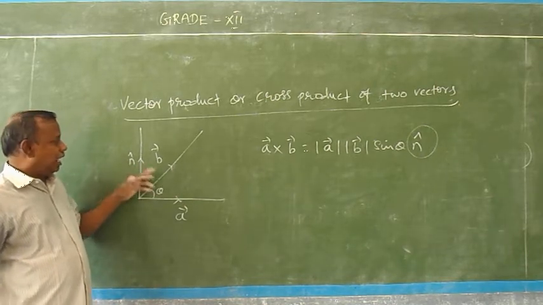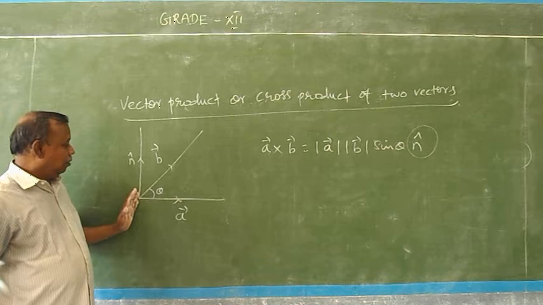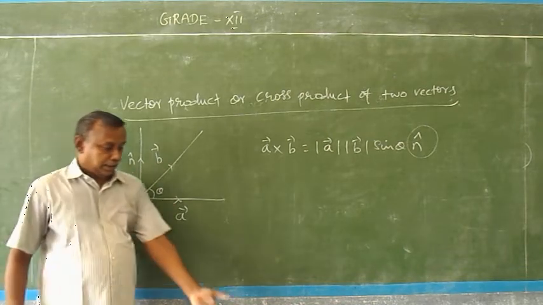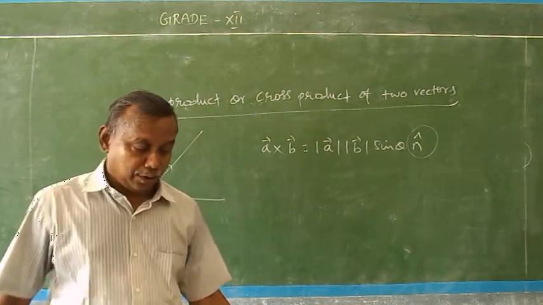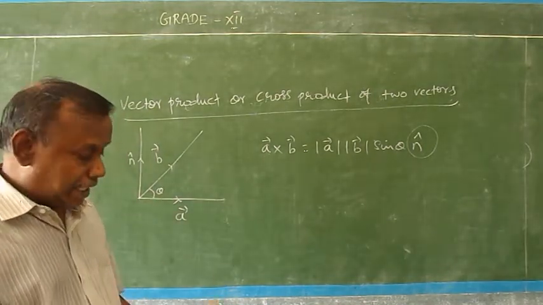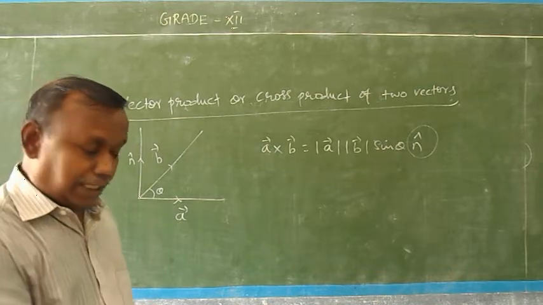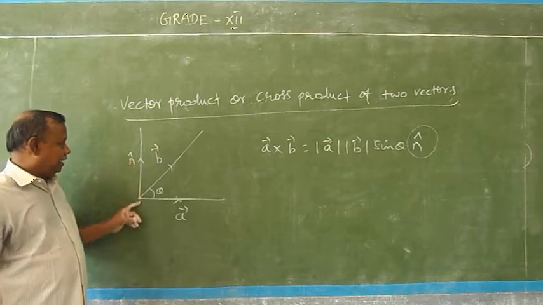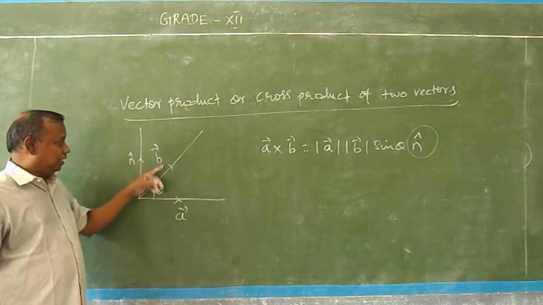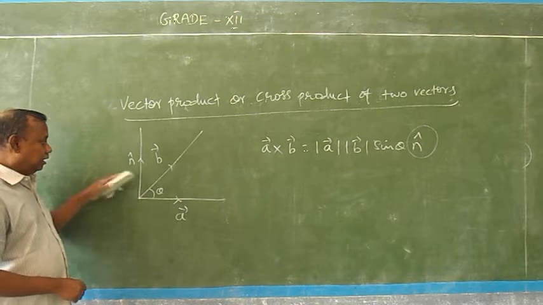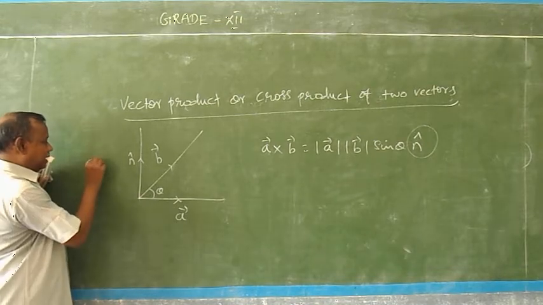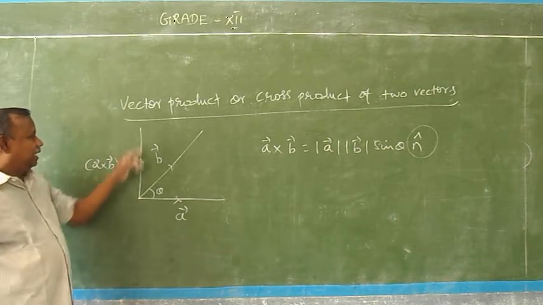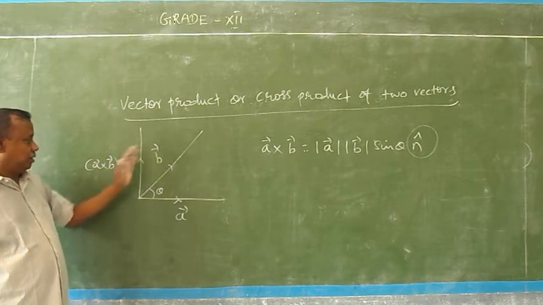Therefore, the n cap acts in the direction perpendicular to the plane containing both A vector and B vector. In a plane, that means on a floor, you can draw many lines, but there is a perpendicular line; each and every line drawn in the floor is perpendicular to the perpendicular line. Likewise, n cap is a vector perpendicular to both A vector and B vector. Therefore, A vector cross B vector acts in the direction of n cap. So it is the direction of A cross B.